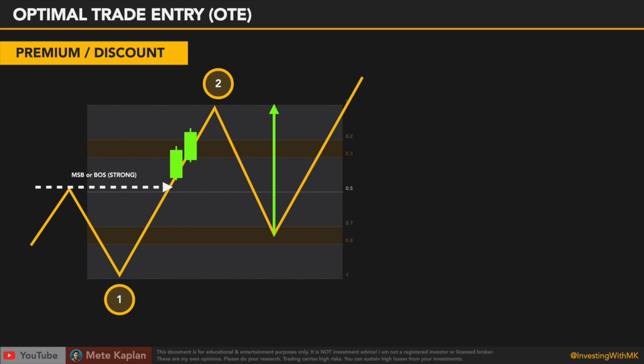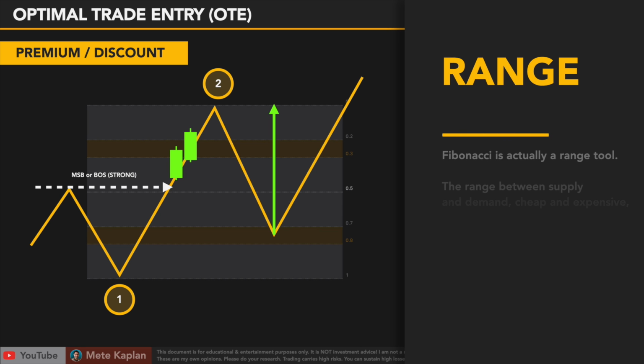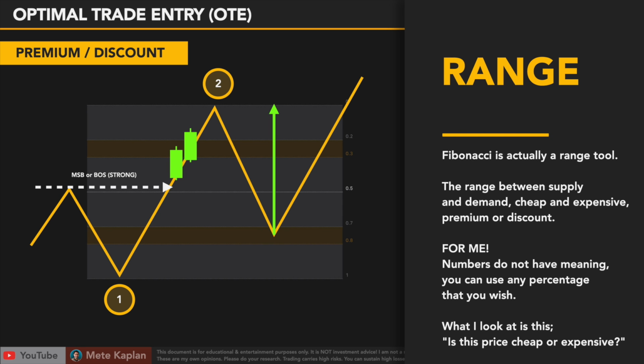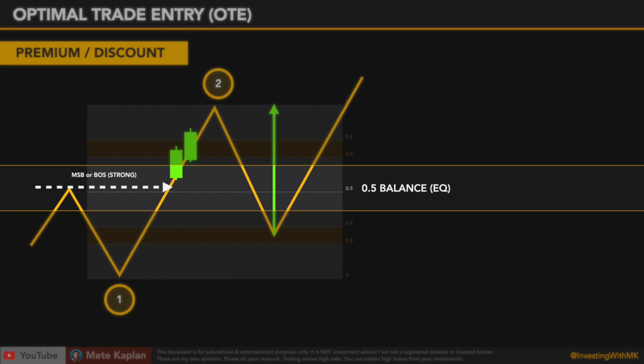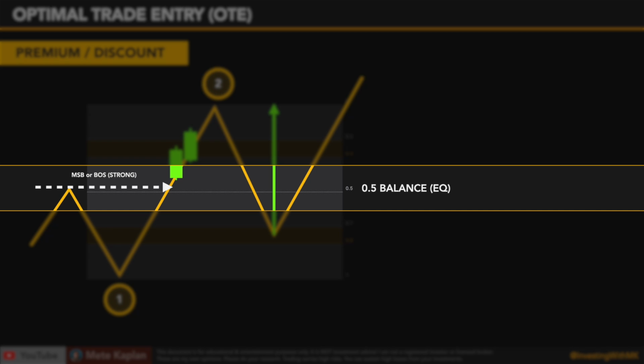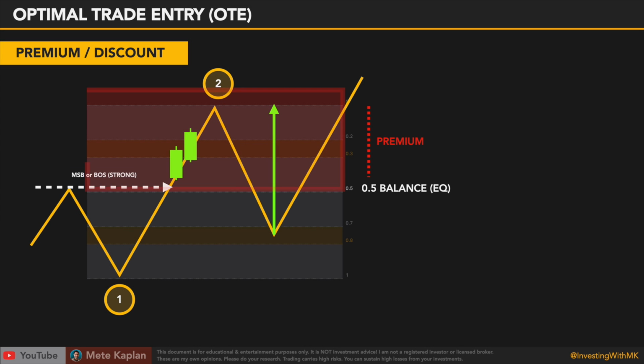Okay, I want you to forget all the numbers. Nowadays, everybody has different Fibonacci numbers. Let's focus on the general meaning of the Fibonacci, the bottom and the upper parts. The midpoint of Fibonacci is considered a balance or equilibrium point. The upper part is considered the premium zone, and the bottom part is considered the discount zone.